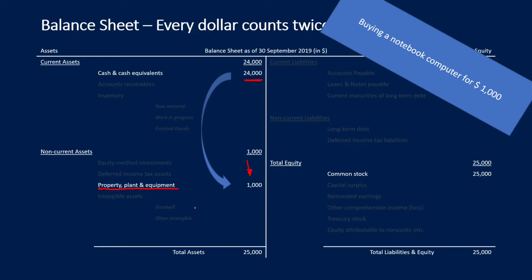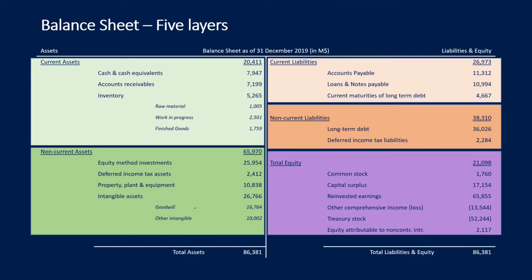Okay. So, now that you have understood that we show each and every euro twice, we can go deeper into the structure of the balance sheet. Our balance sheet has 5 layers. On the asset side, we see the current assets and the non-current assets. And on the liabilities and equity side, the liabilities are also split into current liabilities and non-current liabilities.